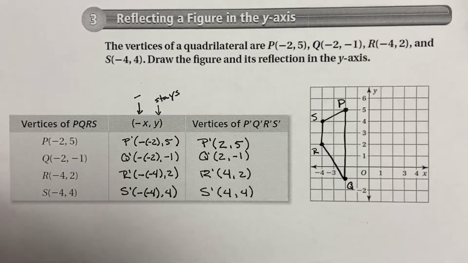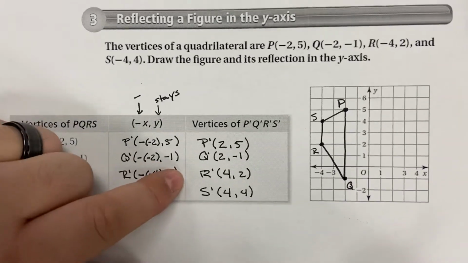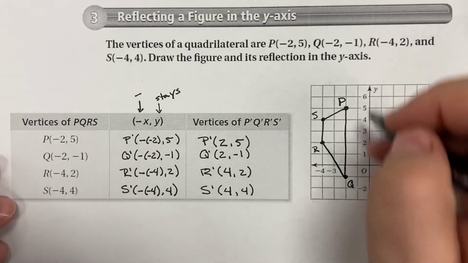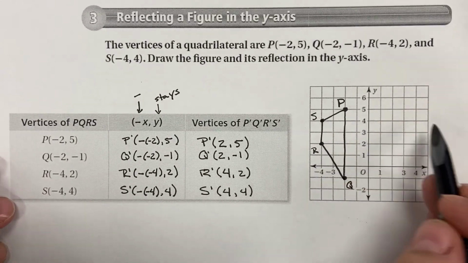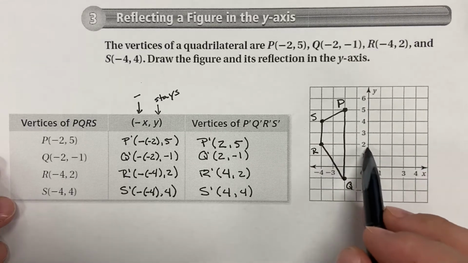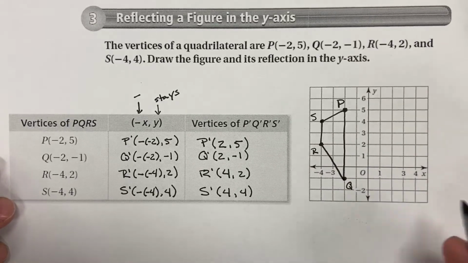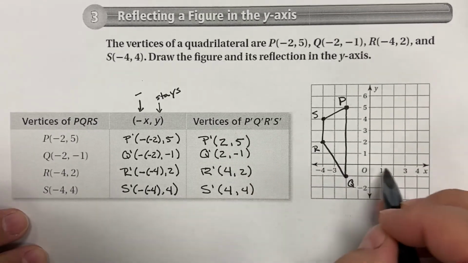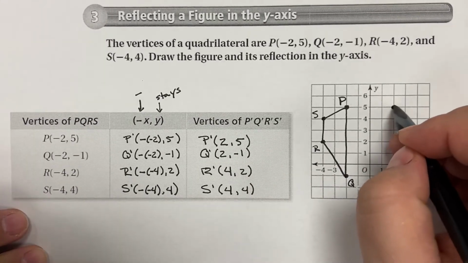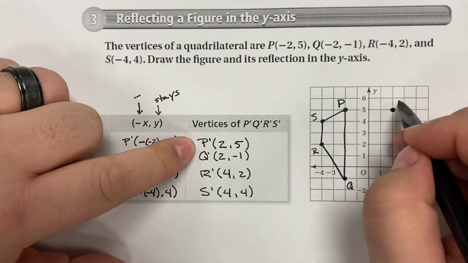Now, to look at its image, we've got coordinates. We could worry about equidistant to the y-axis. This is 2, move it 2 more. This is 4, move it 4 more. We could go through and do all that, or we could just know that it's at (2, 5). And that was the image of P.